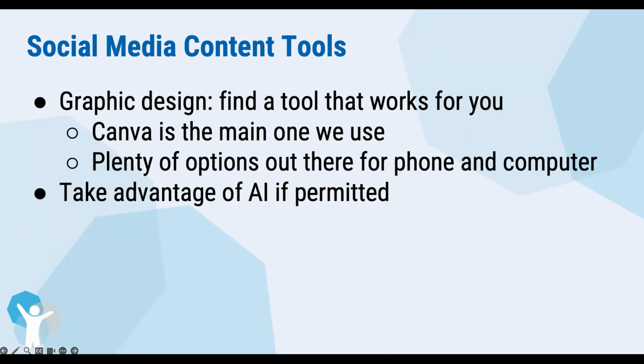Second point here is considering using AI if you can, artificial intelligence. Even the free version of ChatGPT can help you come up with ideas for social media posts and generate text. Now, it does depend on whether or not you will be allowed to do this. We have permission to use it for certain purposes, but not for others. So again, only if you're permitted to do this.